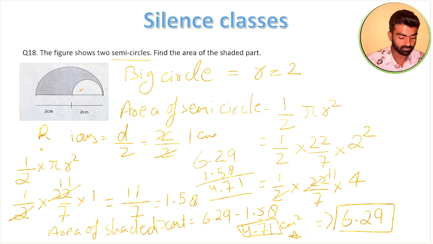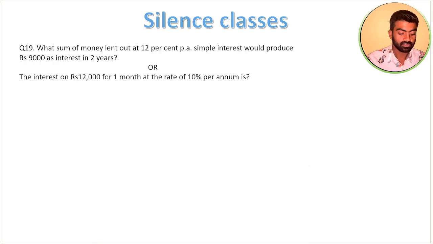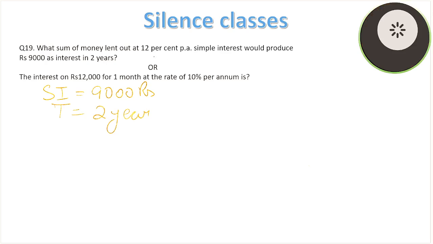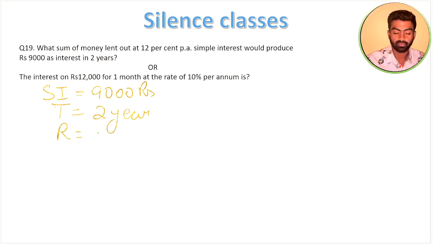Now let's move to the next question. The sum of money lent out at 12% per annum simple interest, which means simple interest has been charged, would produce 9,000. Simple interest SI is given to us, that is 9,000 rupees, in 2 years, which means time is 2 years. And the rate is also 12% per annum. What sum of money lent out, means we have to find out the principal. Principal amount we have to find out.